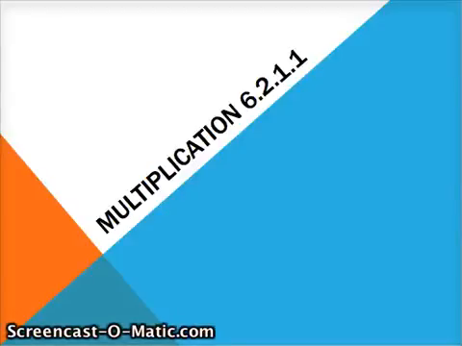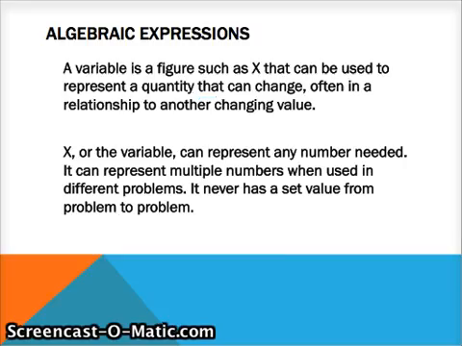Today in class we're going to be learning about multiplication using variables in algebraic expressions. A variable is a figure such as x that can be used to represent a quantity that can change, often in a relationship to another changing value. X, or the variable, can represent any number needed. It can represent multiple numbers when used in different problems. A variable never has a set value from problem to problem.